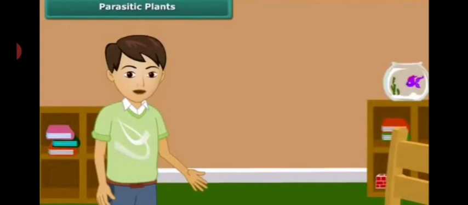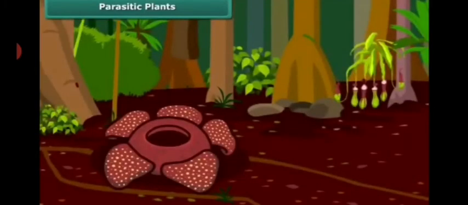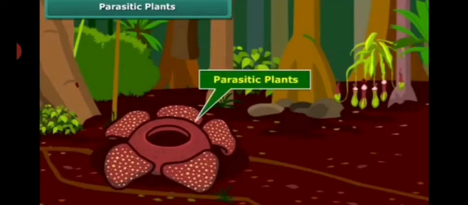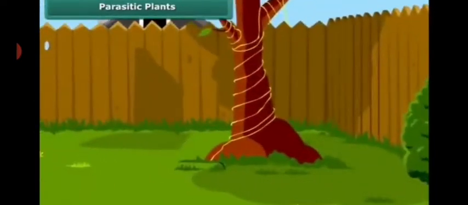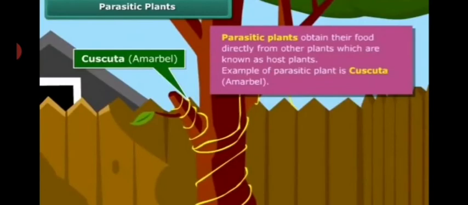First, let's understand what parasitic means. Parasites just stay on a living body and collect food from that. Just like on our head, some persons have lice. They stay on them and collect their food. Similarly, here is a picture of cuscuta or amarbel. It is a plant, but it lives on other plants and collects food from the other plant.